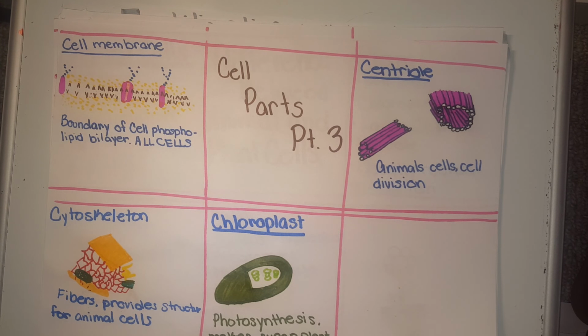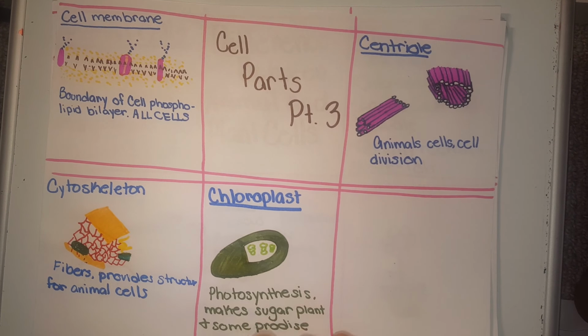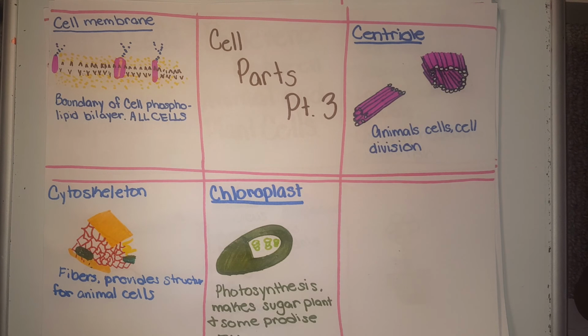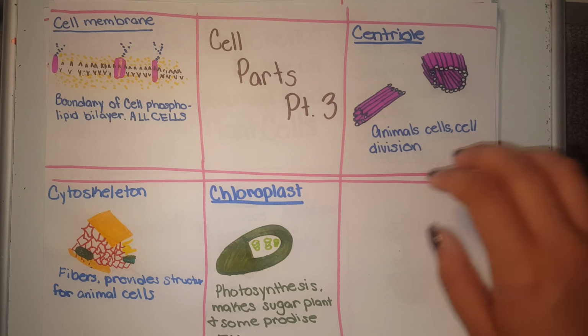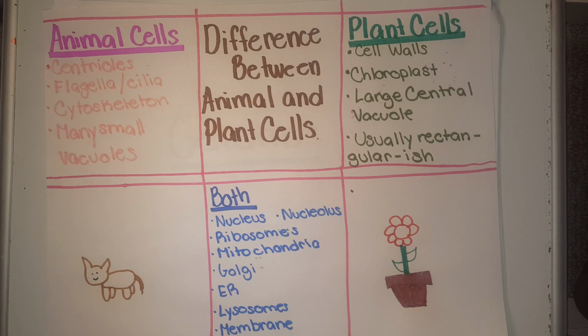Next, we have the centriole. They are found in animal cells and are used for cell division. Cytoskeleton are fibers that provide structure for animal cells. Chloroplasts photosynthesize, make sugar in plants and some protists, and are found in eukaryotic cells.